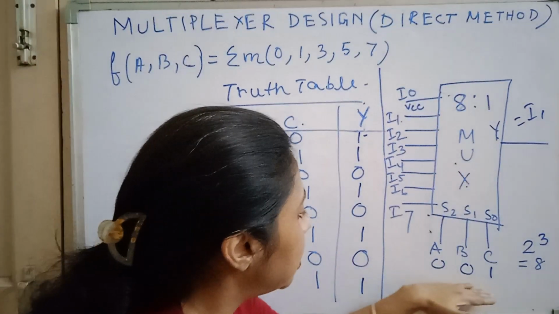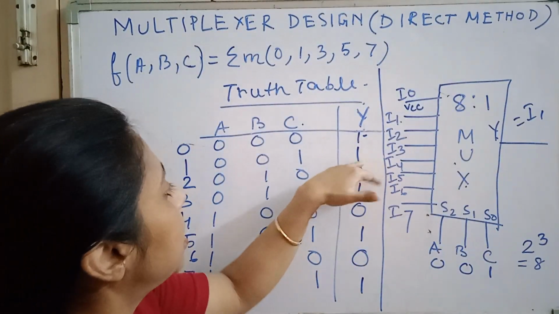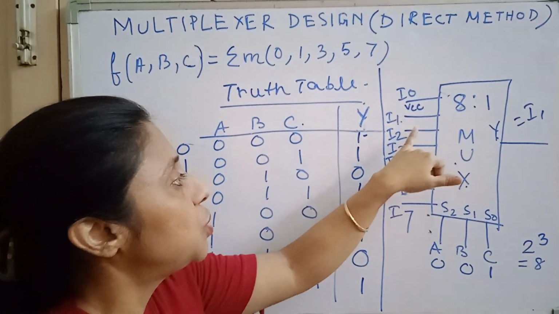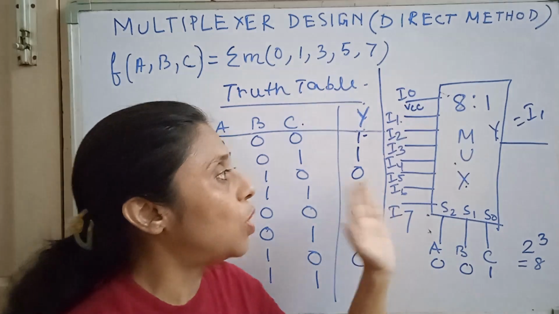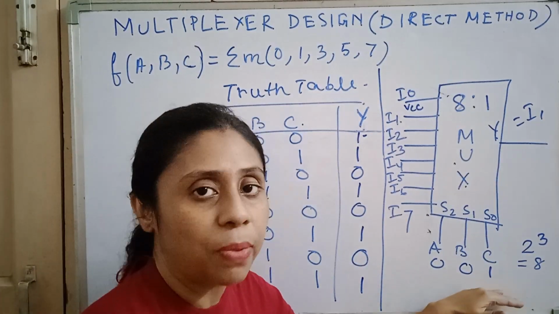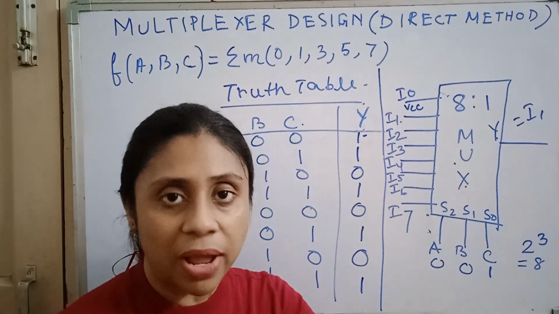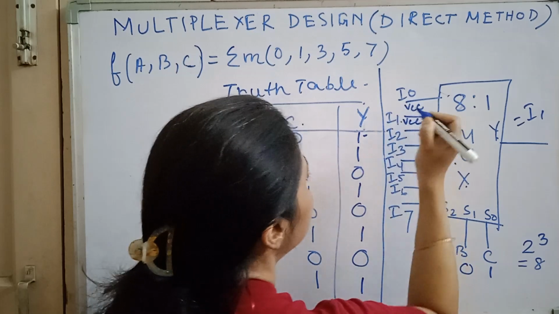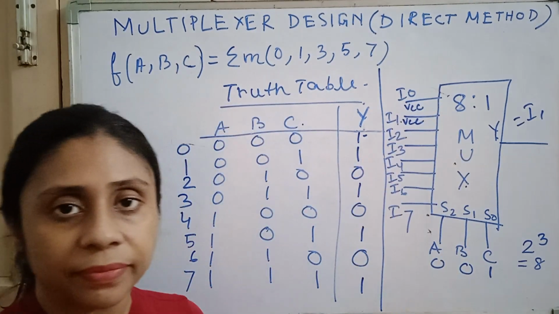But see, for the 0, 0, 1 combination, what is the desired output? 1. So I1 should also be connected to VCC or logic 1, so that when ABC are 0, 0, 1, then Y is equal to 1. Right? So I1 is connected to VCC or logic 1.